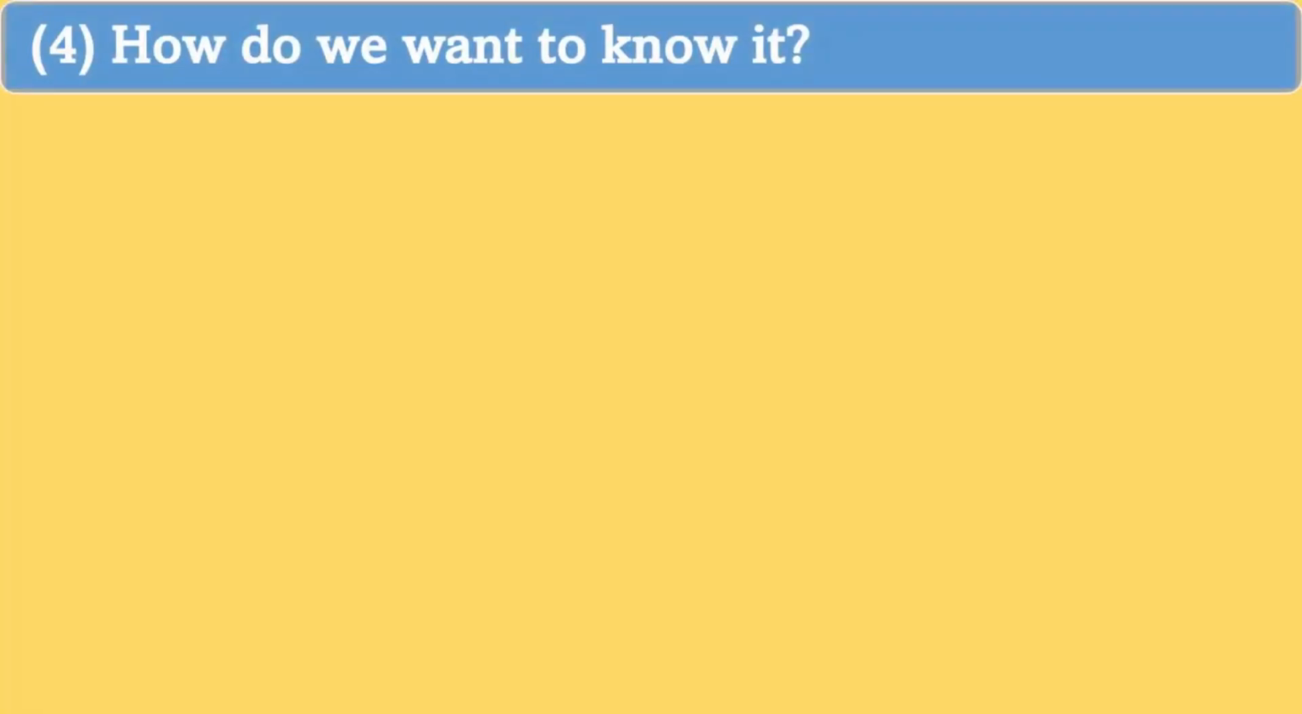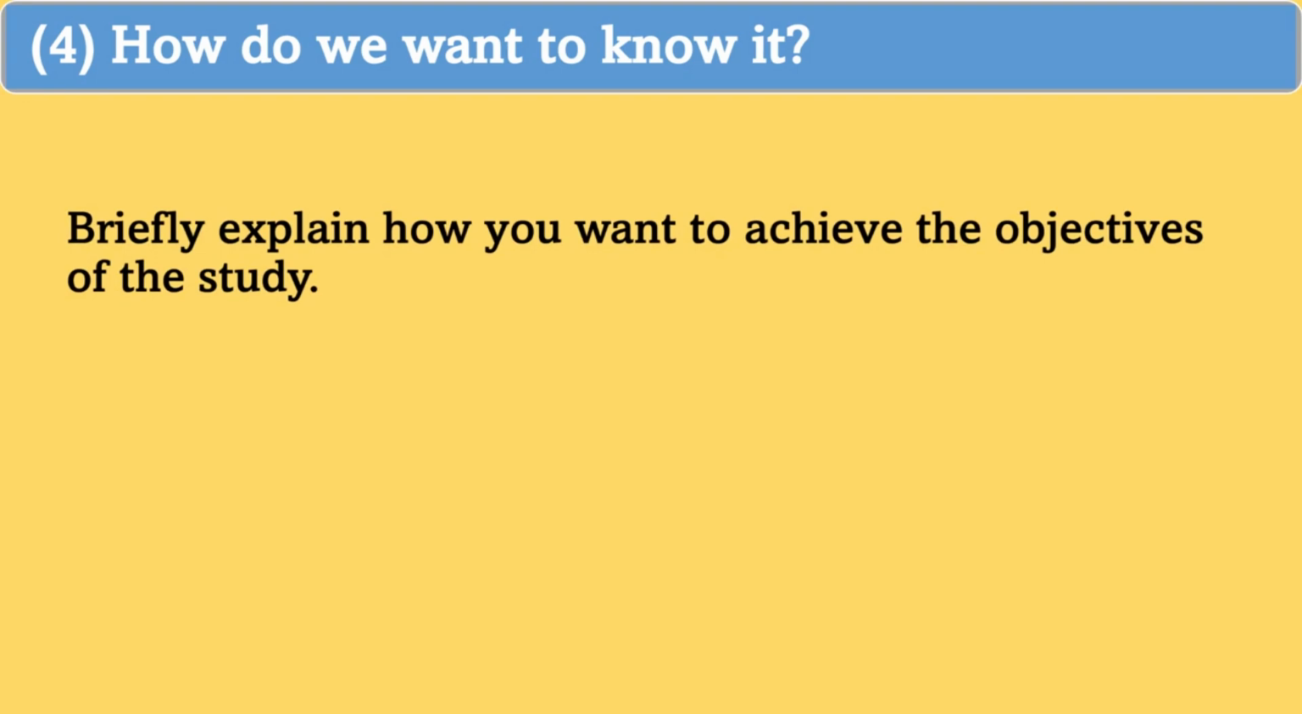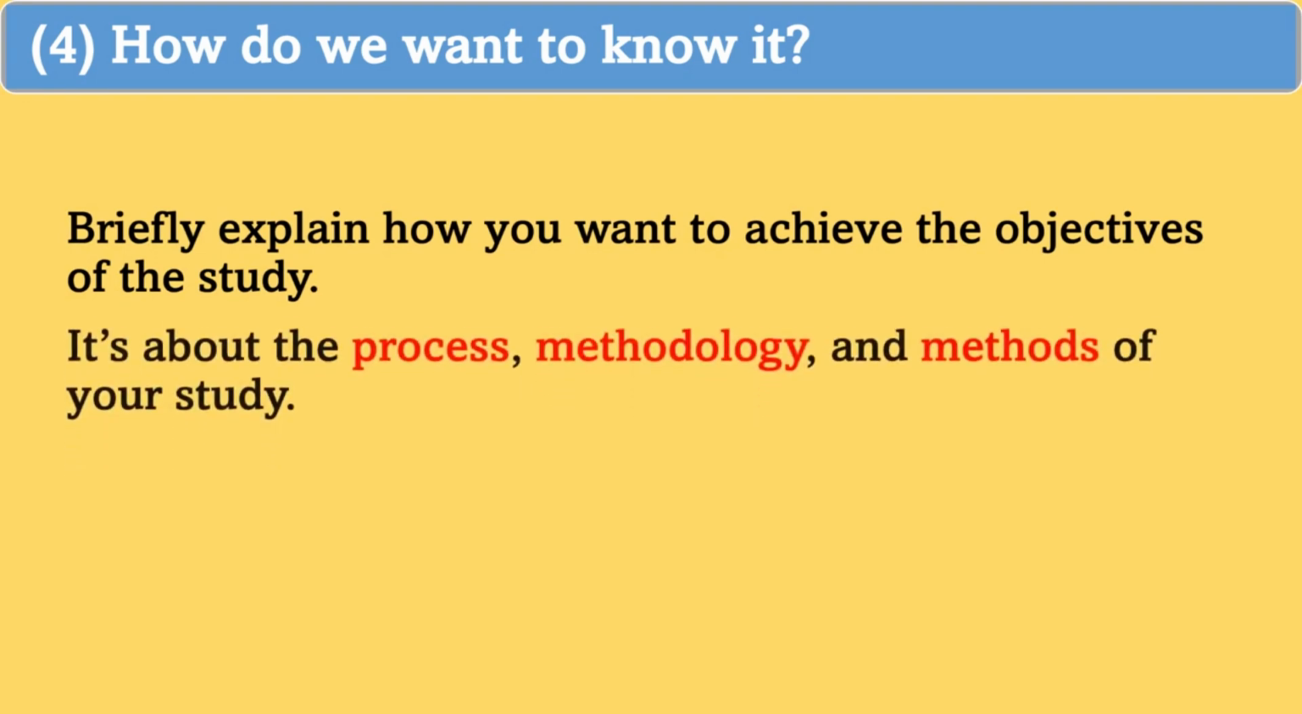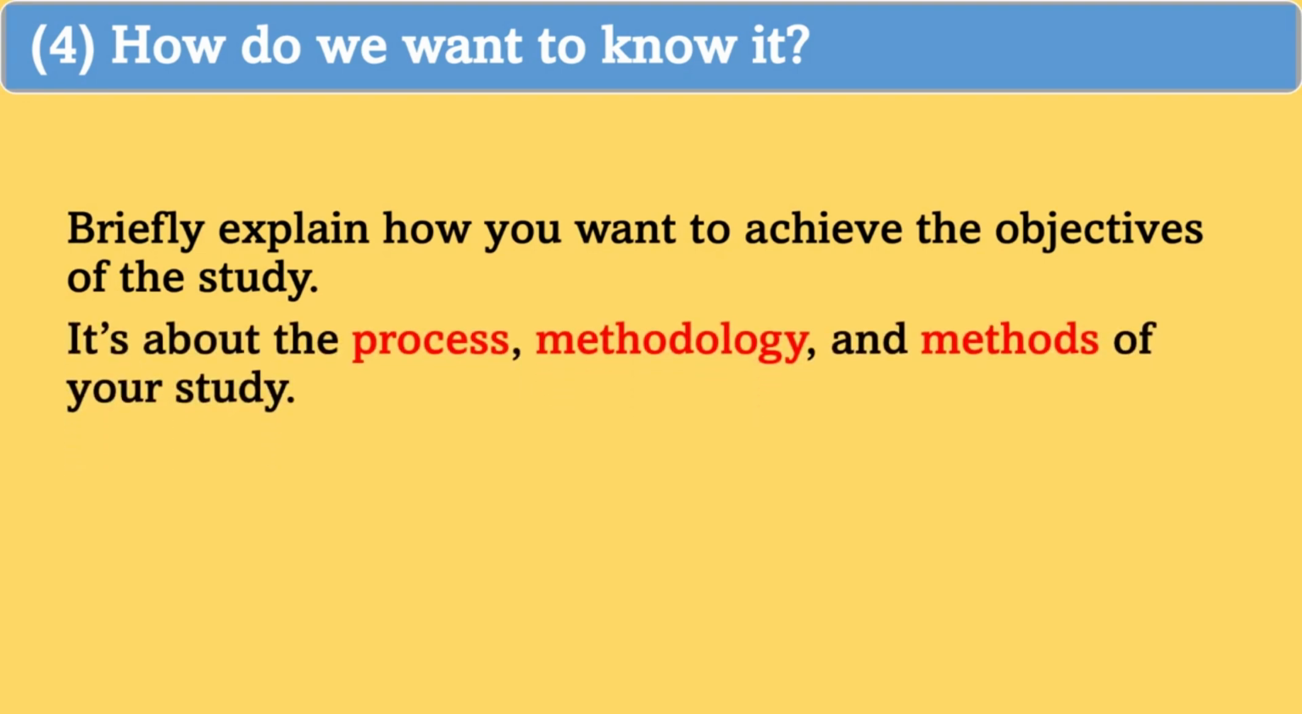Now number 4, how do we want to know it? In this part, briefly explain how you want to achieve the objectives of the study. So it's about the process, methodology, and methods of your study. Again, this needs to be very brief. We don't want to repeat the whole methodology section here.